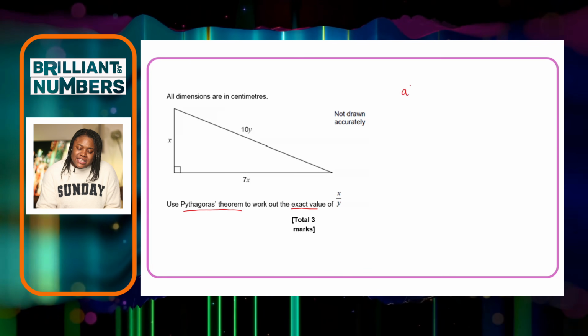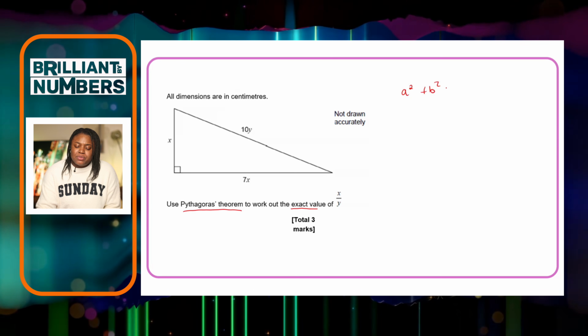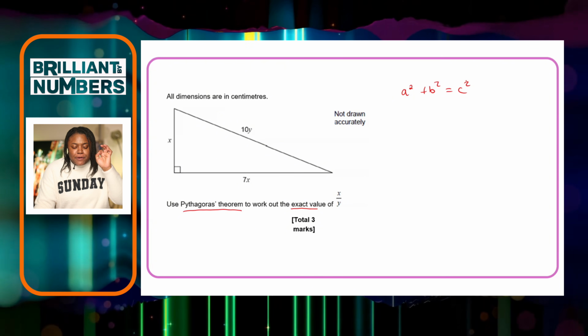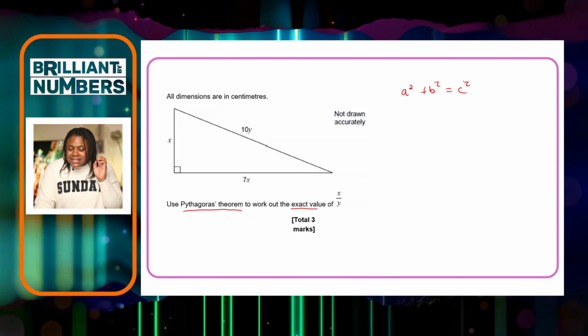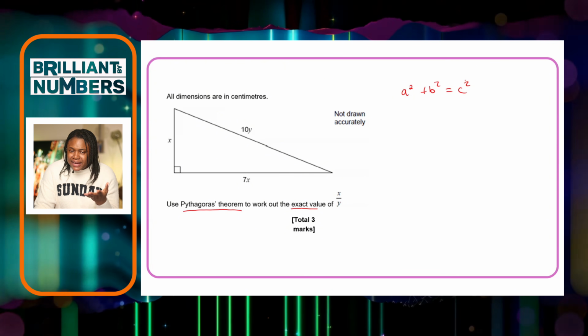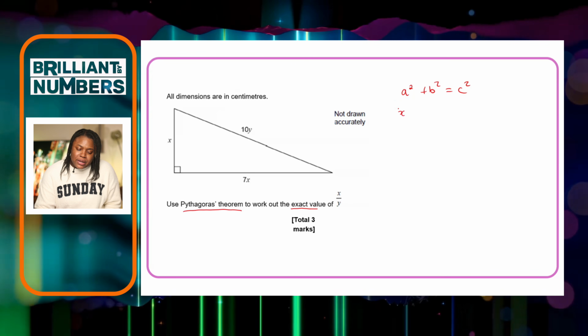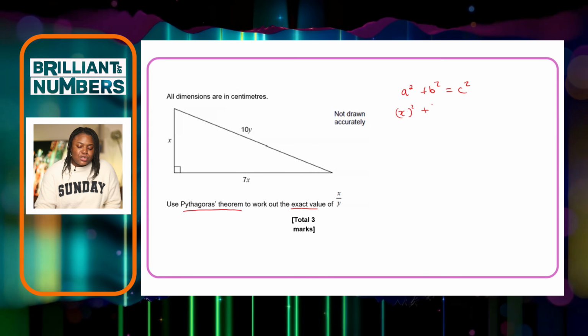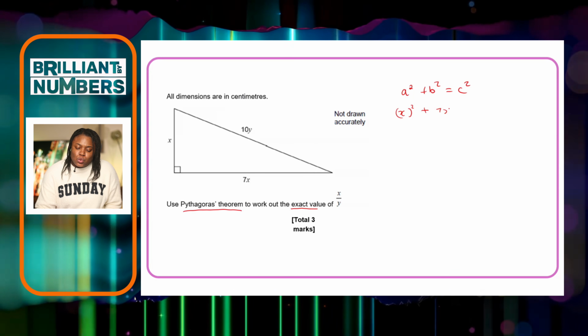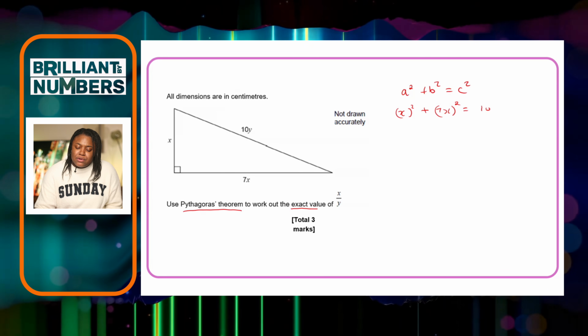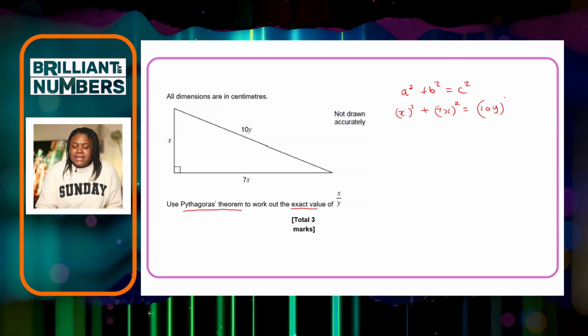We know that a squared plus b squared should be equal to c squared. Examiner's tip, remember, the hypotenuse is the longest side. Common mistake we find, students mix up the sides. So the two short sides, x squared, put that in bracket, plus 7x squared, important to put it in bracket, equal to 10y squared. Why is it important?